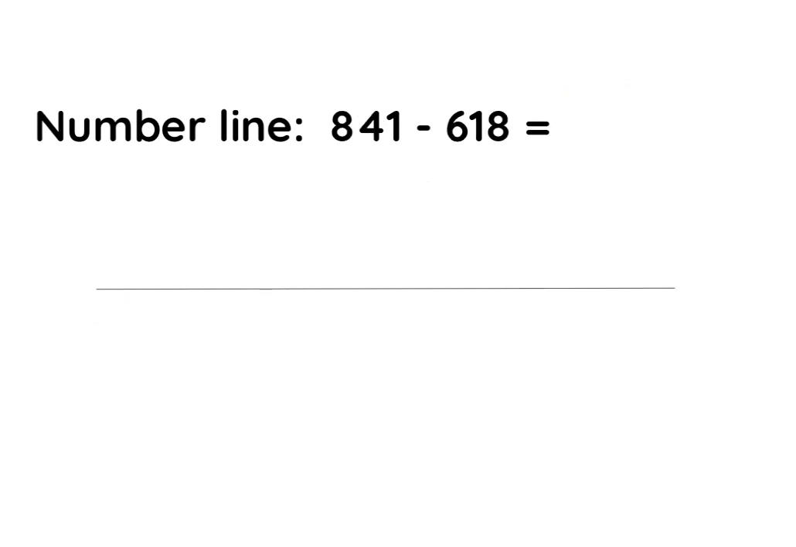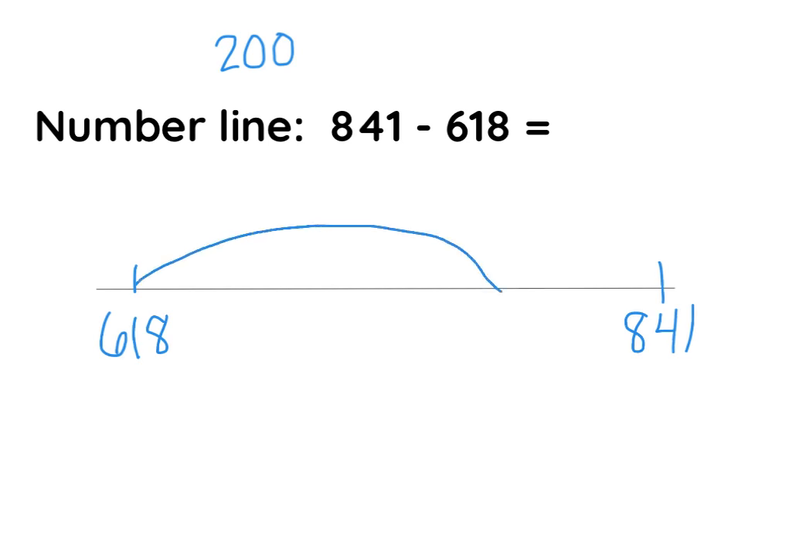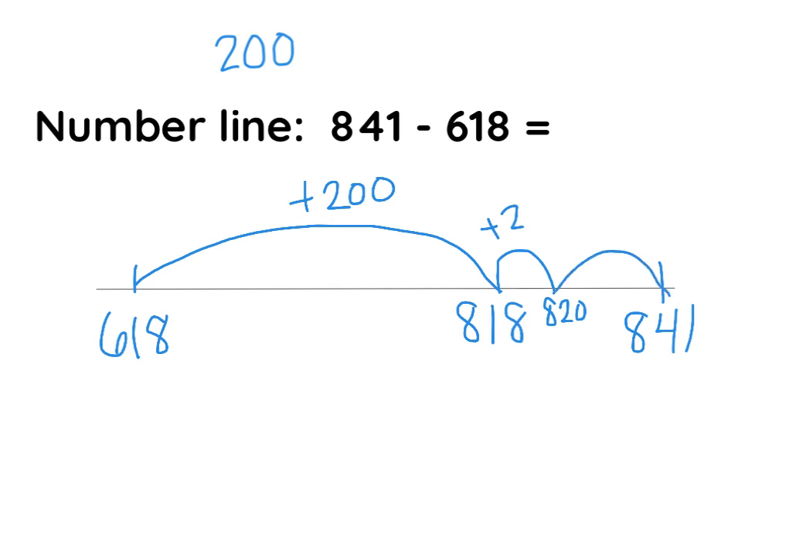841 minus 618. Notice if I'm at 618, how would I get to 841? Well, I know it's about 200, so it's going to be a little bit bigger than 200. Because if I add 200, I'm at 818. Now, how do you get the rest of the way? Well, I would probably add a 2 to get to 820, and then a 21 to get to 841.